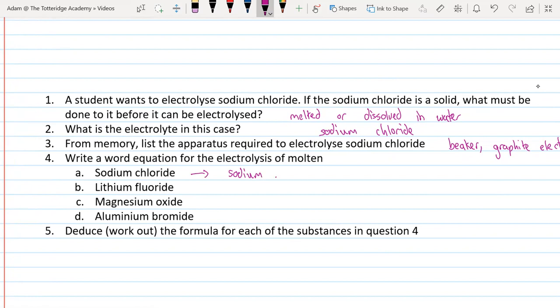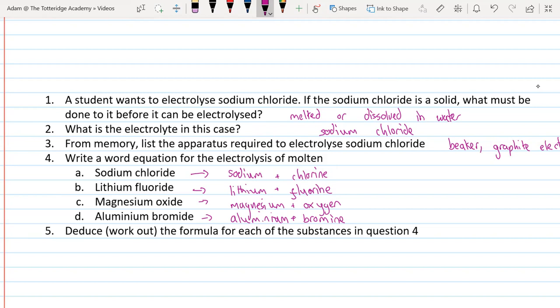Sodium plus chlorine. Lithium fluoride, we'll get lithium plus fluorine. Magnesium oxide, we'll get magnesium plus oxygen, and aluminium bromide, we'll get aluminium plus bromine. And now it says deduce, work out the formula for each of the substances in question four.